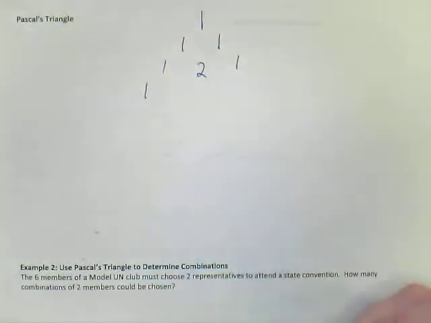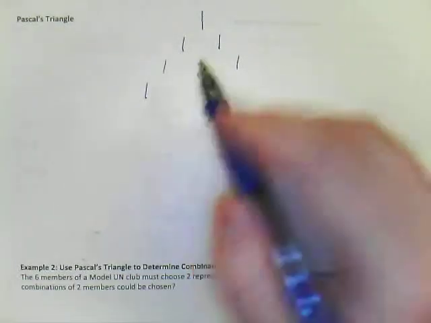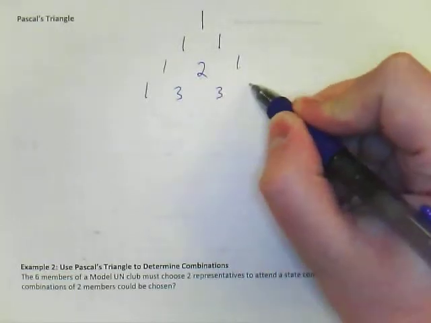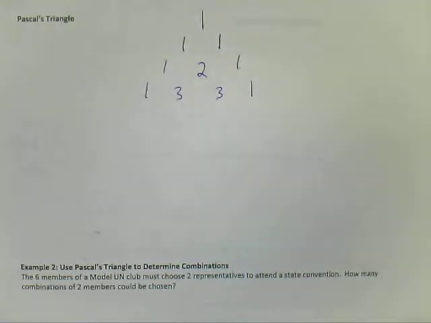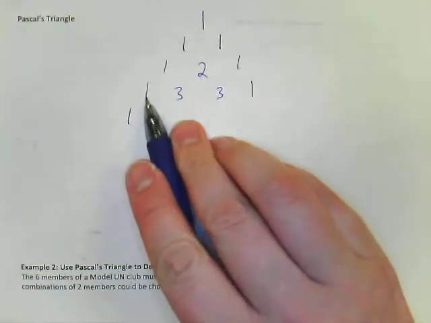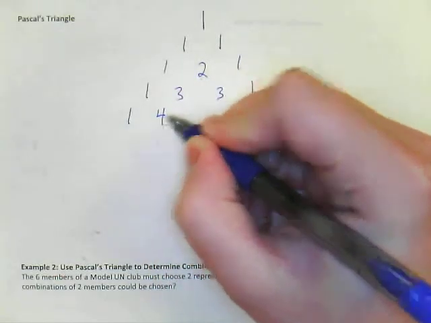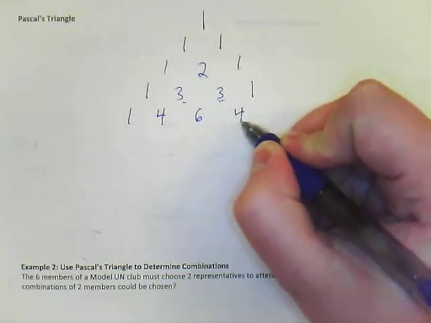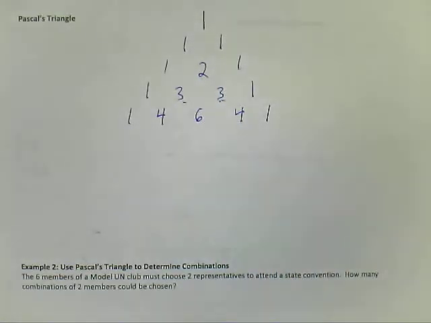Then again, put a 1 on the outside, and then we're going to add these two together. 1 and 2 makes 3. 2 and 1 makes 3. And then put a 1 on the outside. The next row, start with 1. Then we add 1 and 3, we get 4. 3 and 3 makes 6, 3 and 1 makes 4, and then 1 on the outside.